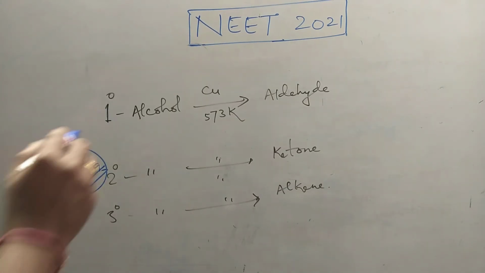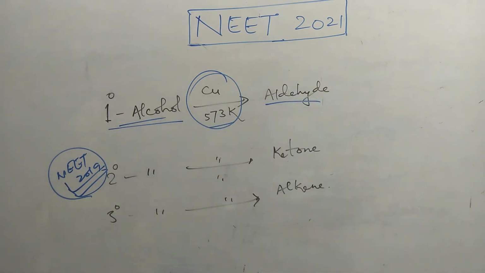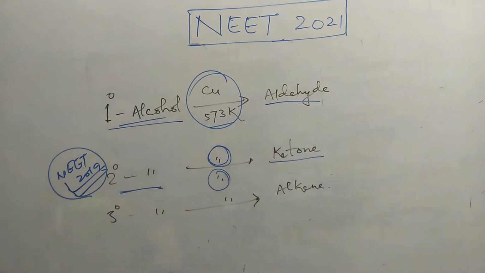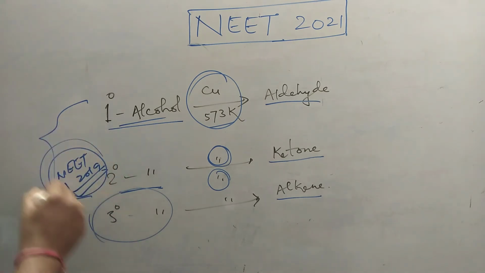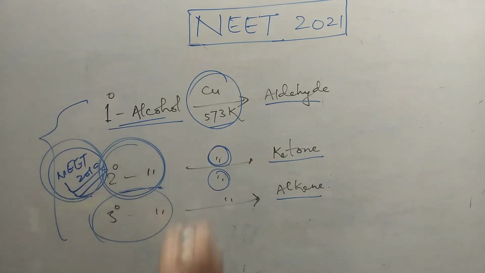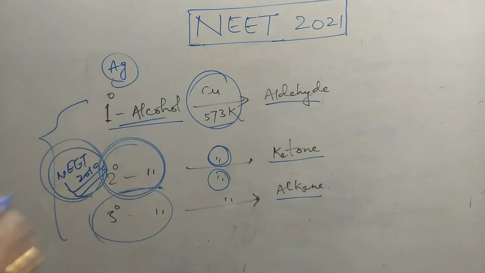Now, when 1 degree alcohol is treated with copper at 573 Kelvin, it forms aldehyde. When 2 degree alcohol reacts in similar condition, copper 573, it forms ketone. When 3 degree alcohol reacts, it forms alkene. So this way we can distinguish 1 degree, 2 degree, 3 degree alcohol. Keep in mind that this was asked in NEET 2019 Odisha paper. In place of copper you can also take silver. So copper 573, you remember, student: 1 degree will give aldehyde, 2 degree will give ketone, 3 degree will give alkene. The 2 degree one was asked in 2019.